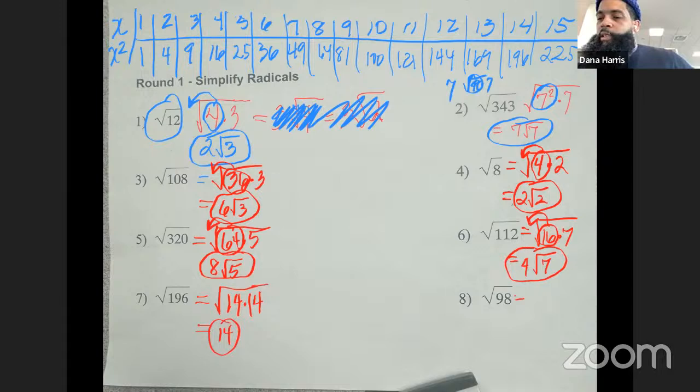And then 98 is equal to the square root of 49 times 2. So we can take the square root of that and bring it out front. So we get 7 times the square root of 2.